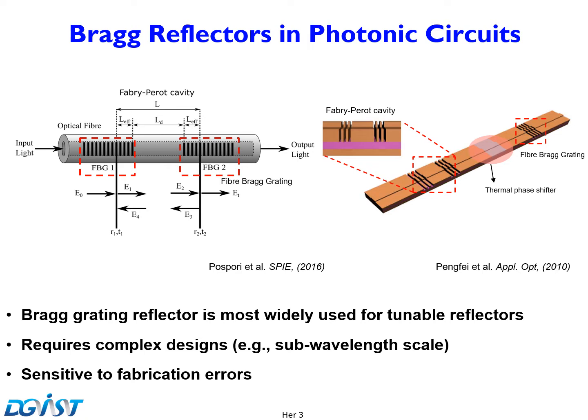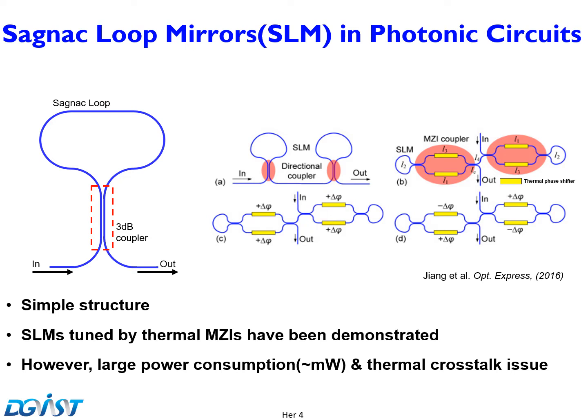Periodic Bragg gratings are one of the most widely used reflectors in the integrated photonics platform. However, they require complex designs with sub-wavelength scale feature size, and typically rely on thermal effects for tunability. As an alternative to Bragg gratings, a Sagnac loop mirror is proposed. The Sagnac loop mirror consists of one 3dB coupler with two ports connected in a loop. It is possible to tune the reflectivity and transmittivity by changing the coupling ratio.